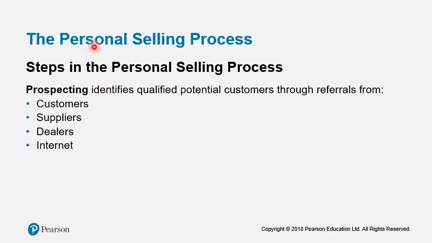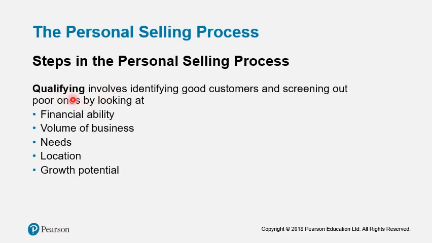And after you do the prospecting, still in the first step, you are trying to qualify them. It involves identifying good customers, and you are going to screen out poor ones by looking at their financial ability. Do they have money to buy or not? Can they afford to buy your product or not? And if it's a business customer, you're looking at the volume of their business, their needs, their location, as well as the growth potential of that particular customer, in a way that will they buy again in the future, especially for business customers.